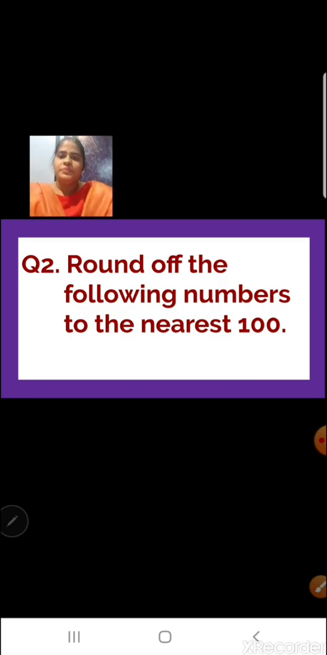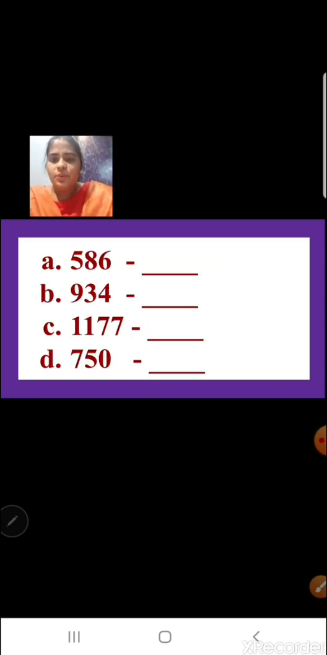Question number 2, if it is from your textbook, is: round off the following numbers to the nearest 100. A, 586. B, 934. C, 1177. D, 750. Children, if you understand the concept clearly, you will be able to do the sums mentally also. You can just look at the number and round off then and there. It just needs a little bit of practice. So at home, just practice a lot.